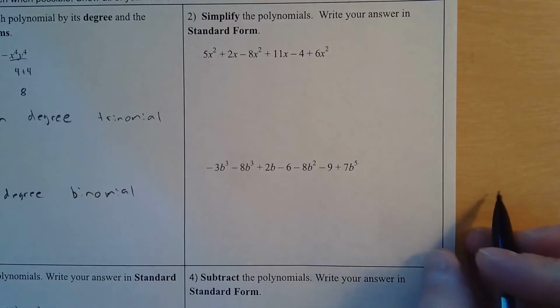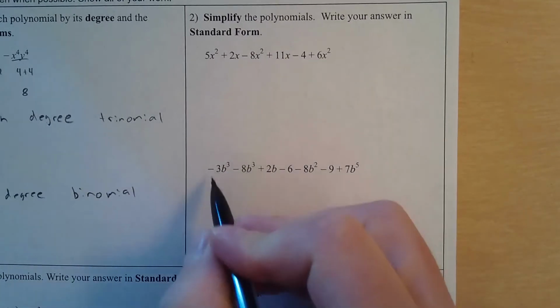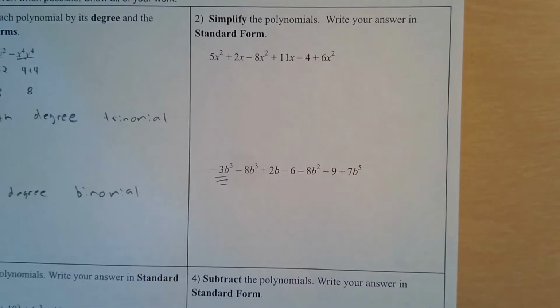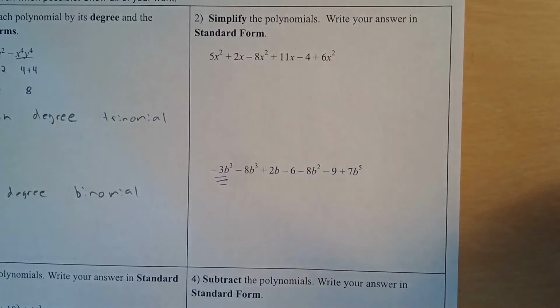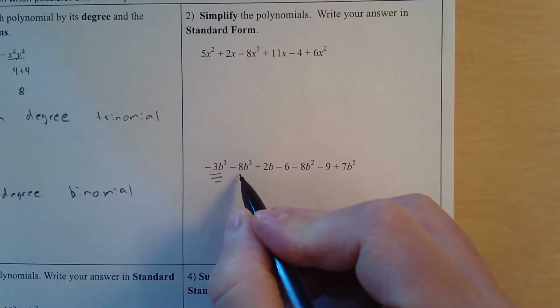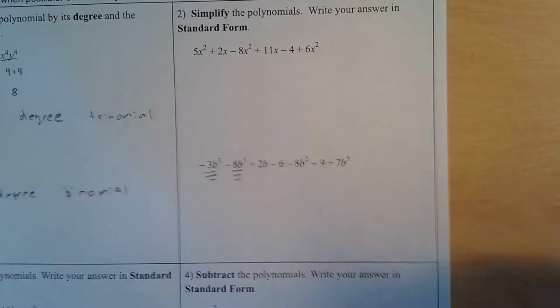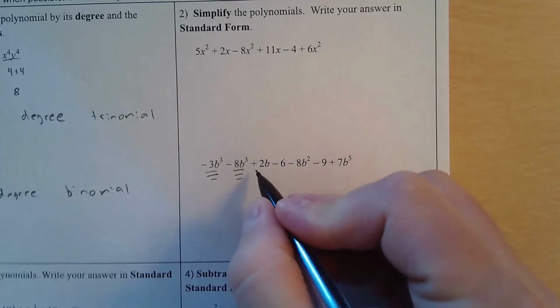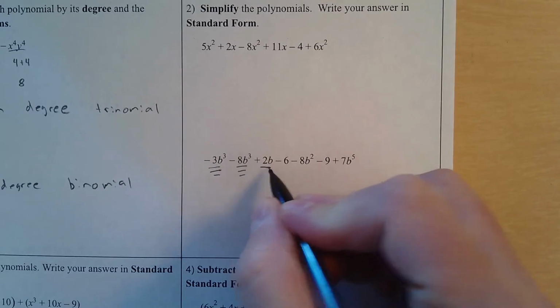I look for like terms. So I'll just start with this one. So this is b cubed. So now I'm going to go and look through my polynomial. Are there any other b cubes or b to the 3rd powers? So there's one. So I'm just putting 3 lines under it to show that those two are like terms. And now here we have b to the 1st power. So let me underline that.